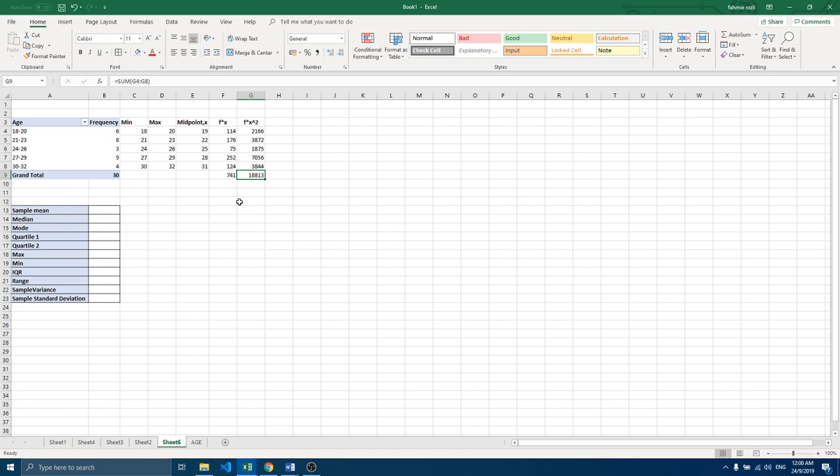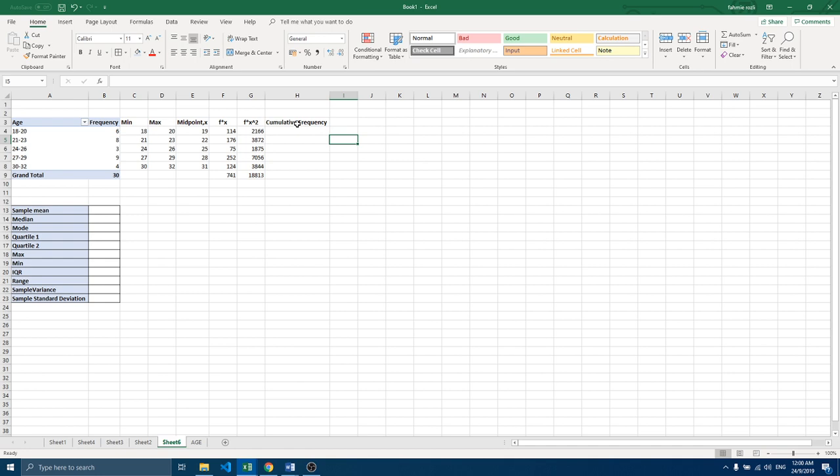Okay, and then next you have to find the cumulative frequency. For cumulative frequency, just for the first frequency, which is 6, put 6 here, and this one next is equal to 8 plus the previous frequency, which is 6, and this one equal to current frequency 3 plus 14.